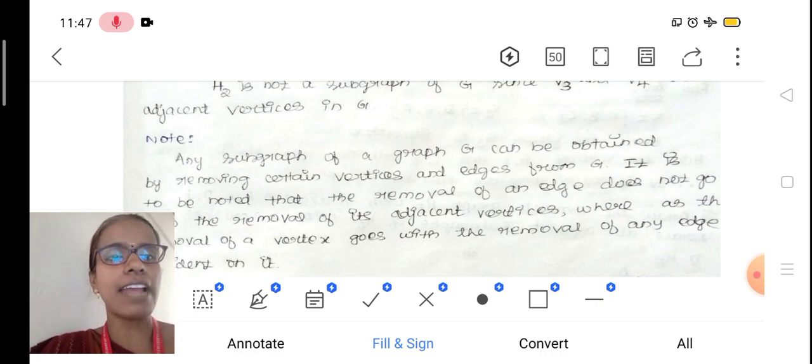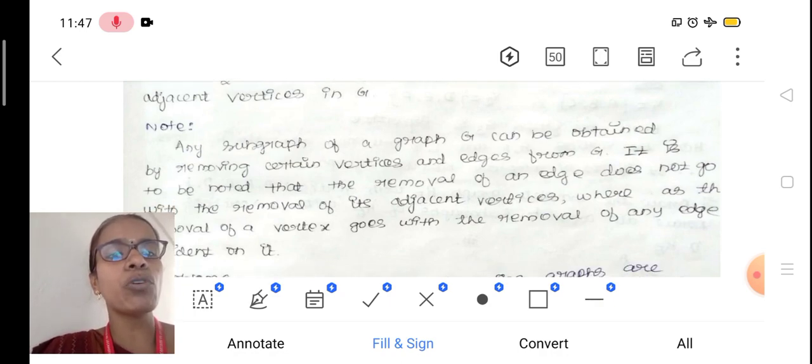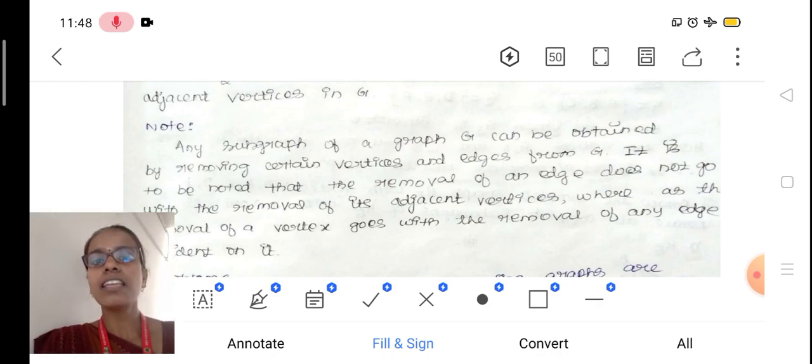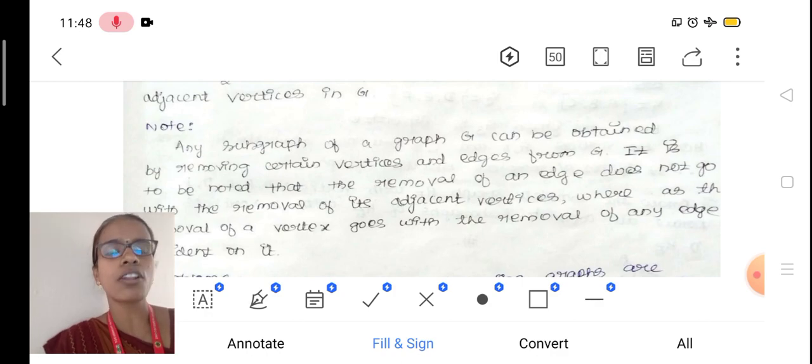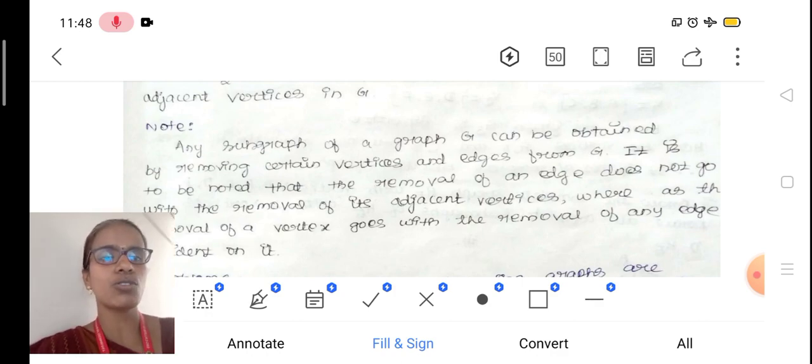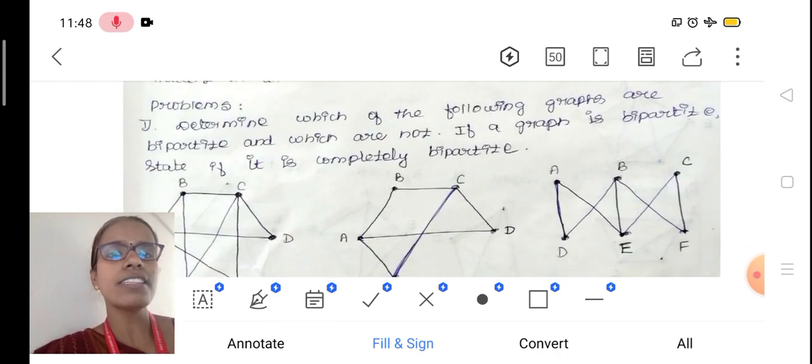It is noted that the removal of an edge doesn't go with the removal of its adjacent vertices. If we are removing the edge, only the edge is removed, not the vertices. Suppose we are removing a vertex, automatically the edges should be deleted. That is the concept you should remember. And you can see this problem.